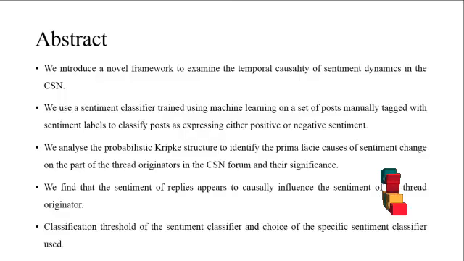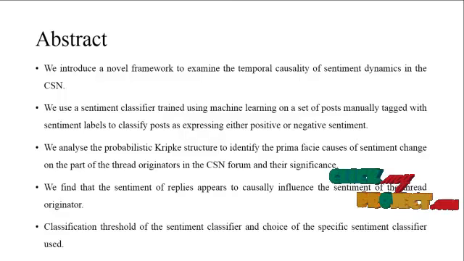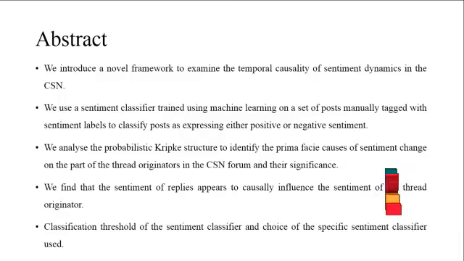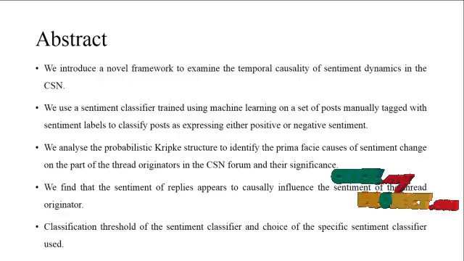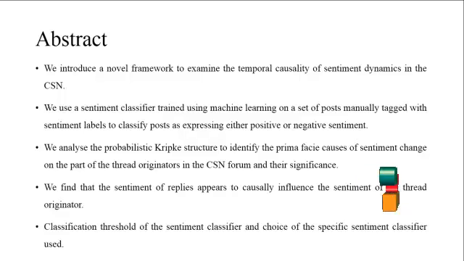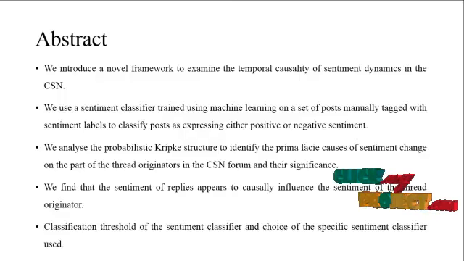We analyze the probabilistic causal structure to identify the prima facie cases of sentiment change on the part of the thread originators in the CSN forum and their significance. We find that the sentiment of replies appears to causally influence the sentiment of the thread originator. Results are sensitive to the classification threshold of the sentiment classifiers and the choice of the specific sentiment classifiers used.